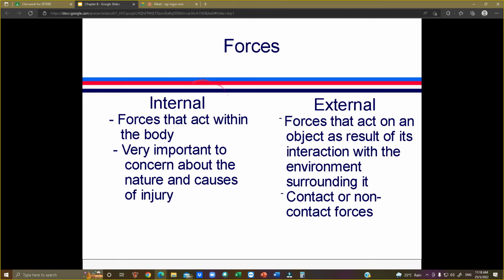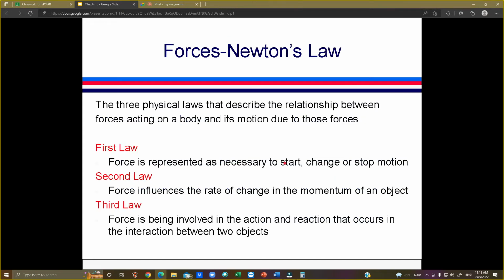Internal force, force that acts within the body. External force, force that acts on an object as a result of its interaction. Meaning, they need to have contact. They need to have transfer of impulse. And then only external force is going to be present in the system. Internal and external force.